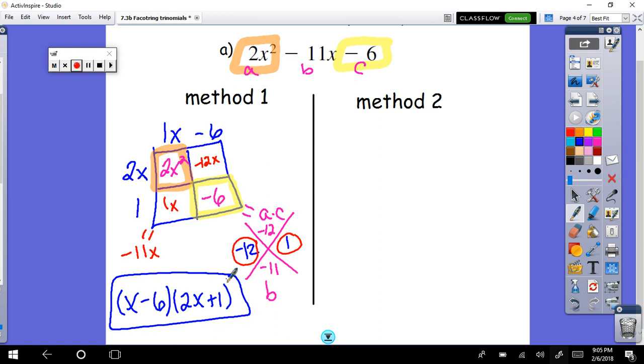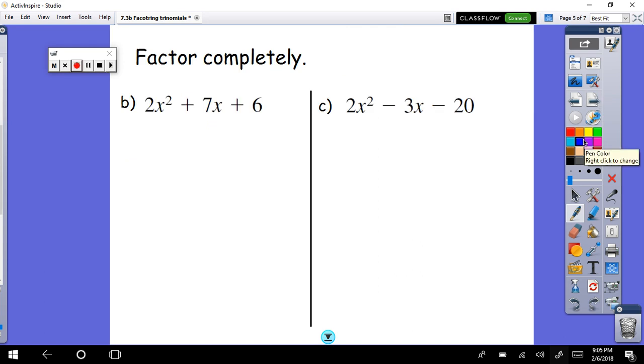Again, I'm not going to show the reverse multiplication method or the reverse distribution method. That method is in another older video if you'd like to see it.